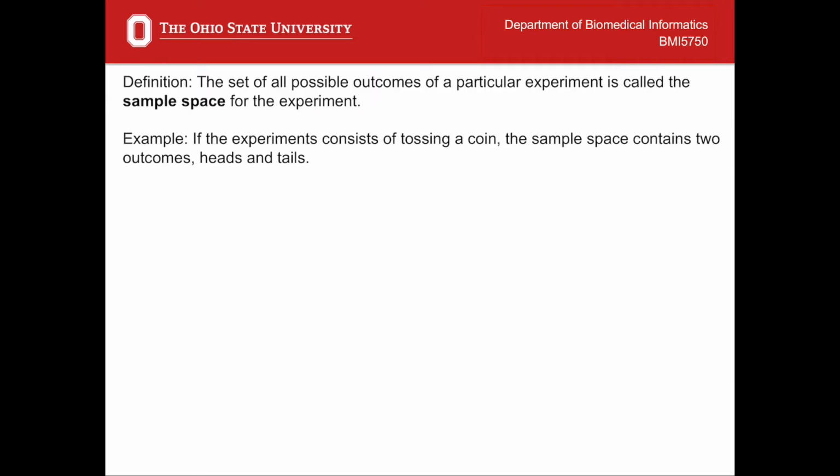Now let me give you a definition of sample space. The set of all possible outcomes of a particular experiment is called the sample space for the experiment. For example, if the experiment consists of tossing a coin, the sample space contains 2 outcomes, heads and tails.